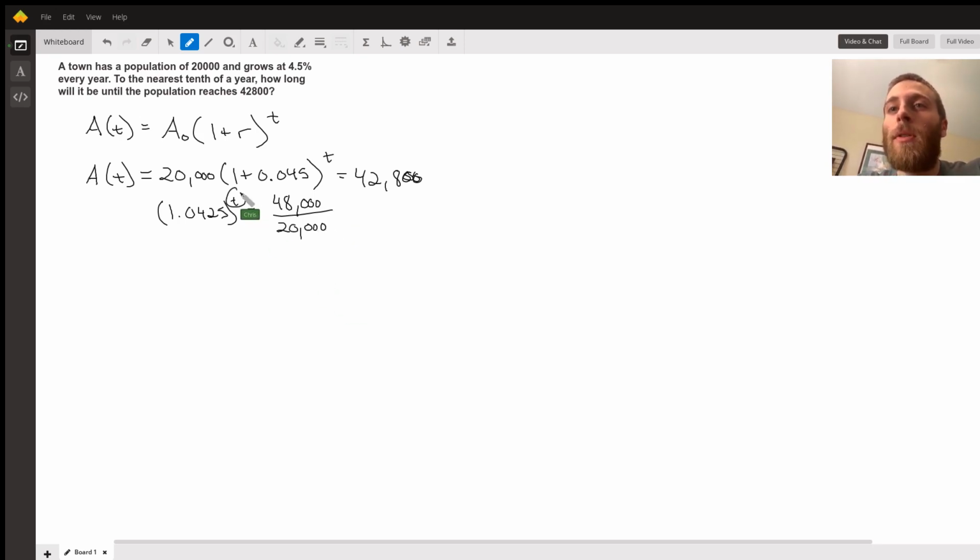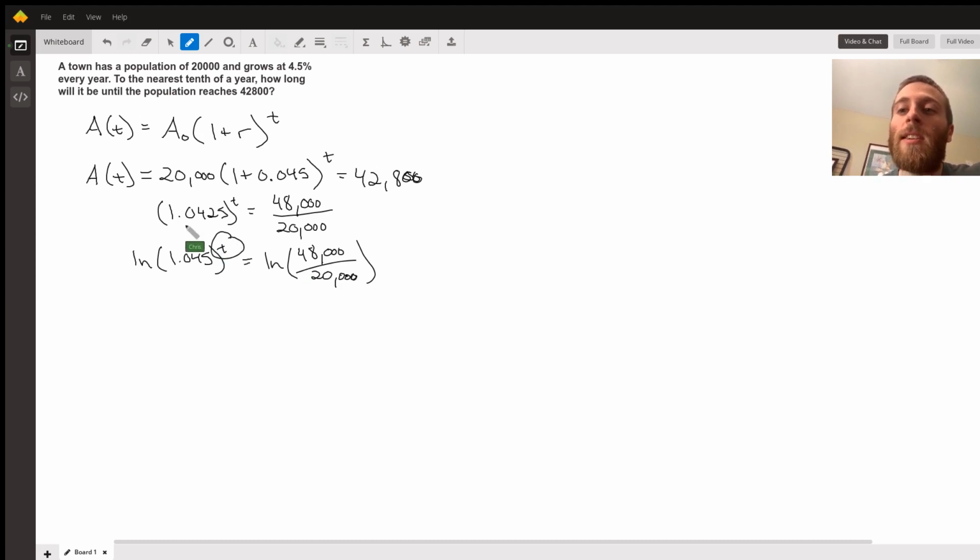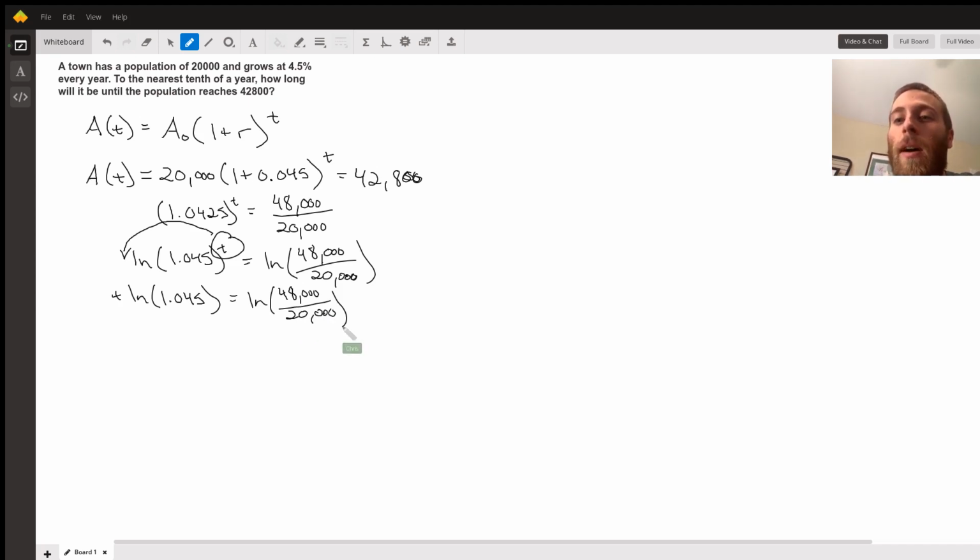How do I get the t out of the exponent so that I could solve for it? We have to do a natural log of both sides. So I'm going to do a natural log of 1.045 to the t is equal to the natural log of 42,800 divided by 20,000. All right. And then the reason why we do a natural log is because we can take that t in the exponent and move it to the front. It gets it out of the exponent. So we have t times ln of 1.045 is equal to all this stuff again on the right. And then just divide by this ln.